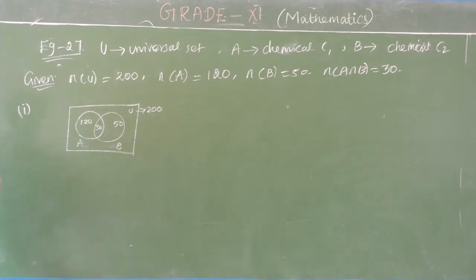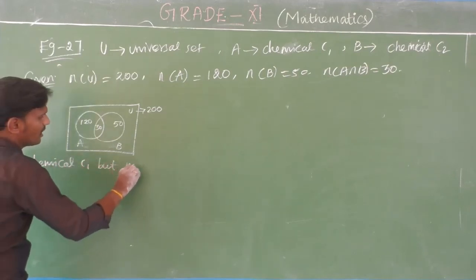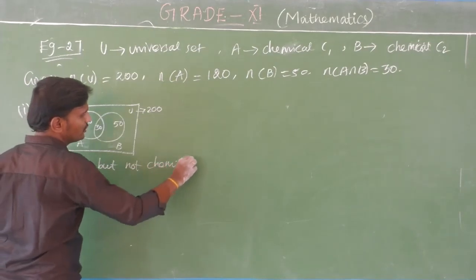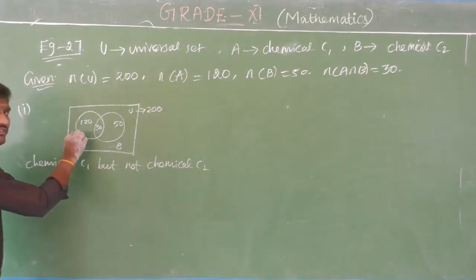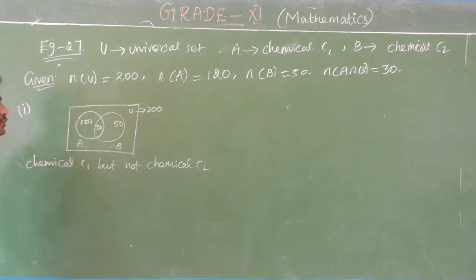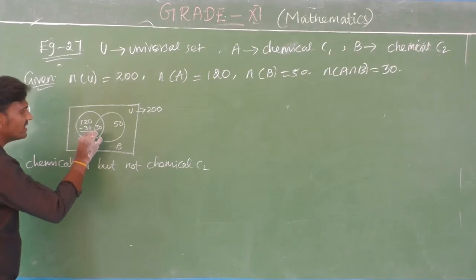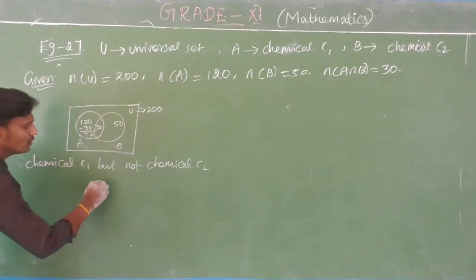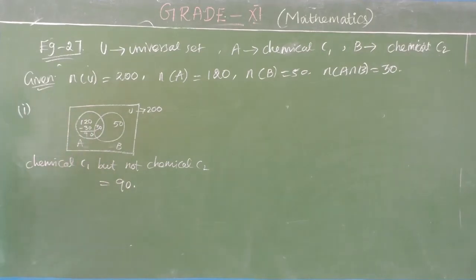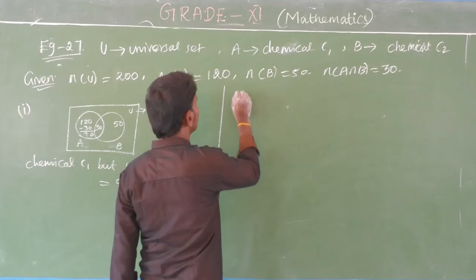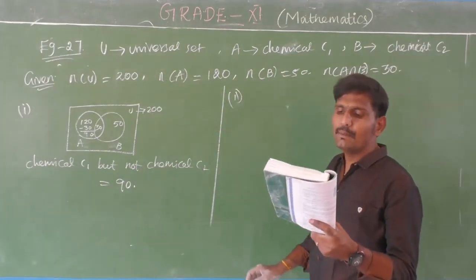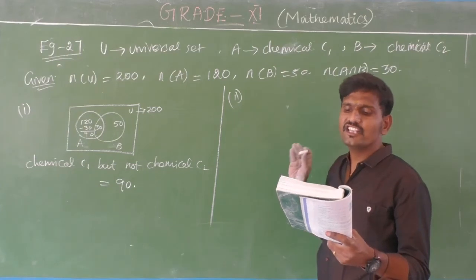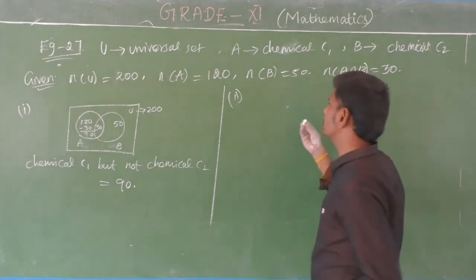Now the first question is asking: chemical C1 but not chemical C2, which means very simple. We need only A but we don't want B. So like that, already I told you we have to subtract this: 120 minus 30, how much? 90. So 90 individuals are exposed to chemical C1 but not chemical C2. And the second question, what is given? Find how many individuals are exposed to chemical C2 but not chemical C1.